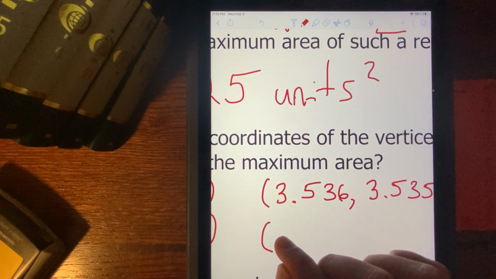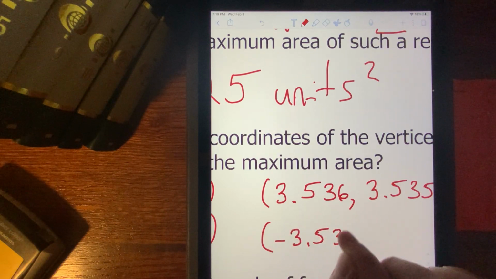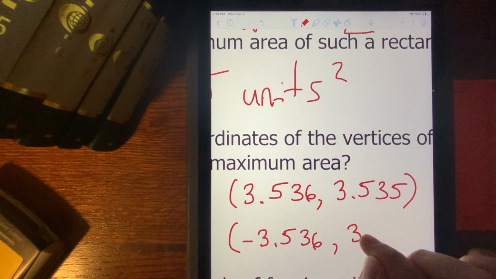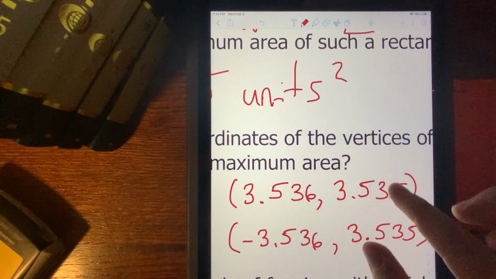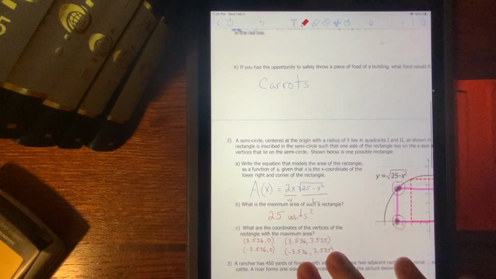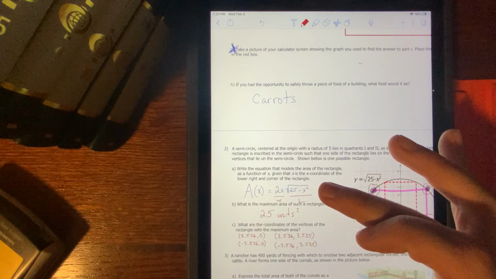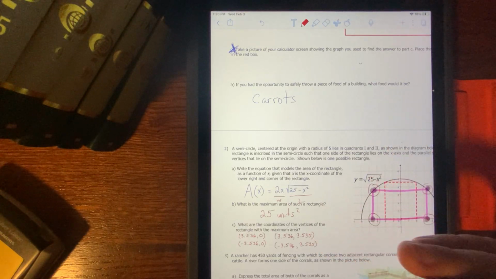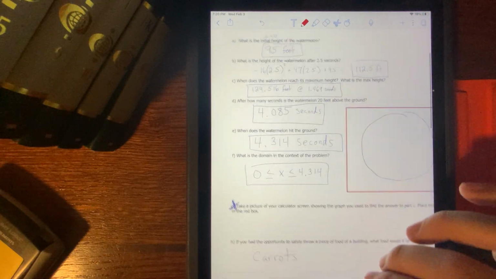Top left corner would be at negative 3.536, comma, and it'll be up at the same coordinate, 3.535. And just like that, we have completed this problem. So not only do we have to get that equation, right, we have to interpret the results. What do they mean? What does the x and y mean? That is going to be kind of the goal here.